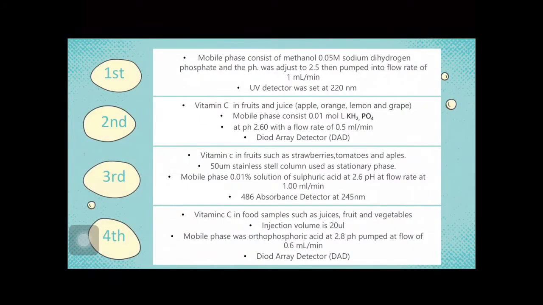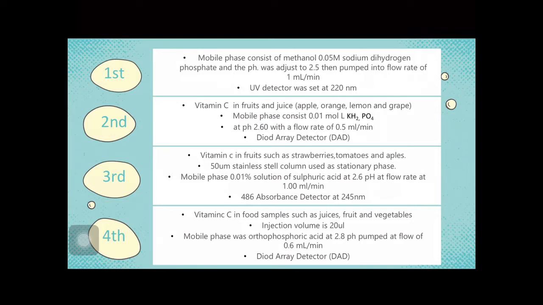This is from 4 articles that we have studied. For the first article, the sample was obtained from a co-formulated tablet. The mobile phase consists of methanol, 0.05 sodium dihydrogen phosphate, and the pH was at 2.5. For the second article, the vitamin C is obtained from fruit and juice, which is apple, orange, lemon, and grape. The mobile phase consists of 0.01 mole KH2PO4. The pH was at 2.6.